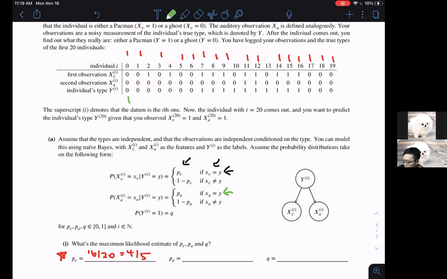So let's do it. 1, 2, 3, 4, 5, 6, 7. And then these are all different. 8, 9. These are all different. 10, 11, 12. So that's 12 different samples over a total of 20. So that is 12 over 20. And then simplifying, that gives us 3/5.